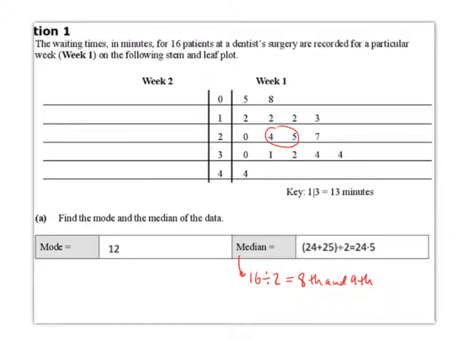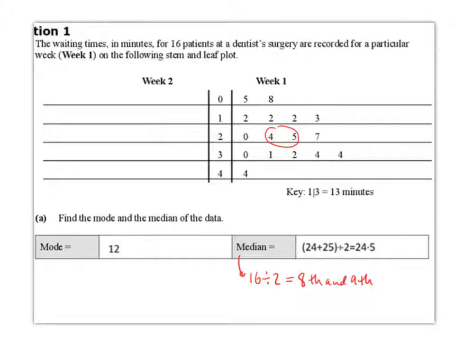So we had 16 patients. And if you have an even number and you divide that by 2 for the median to get the halfway point, we always take whatever value that is. So for example, this is 8, so the 8th, and then we take the next one, the 8th and 9th. Whereas if we had, let's say, 17, so if this was an odd number and we divided by 2 and we got a decimal, we would just round up.